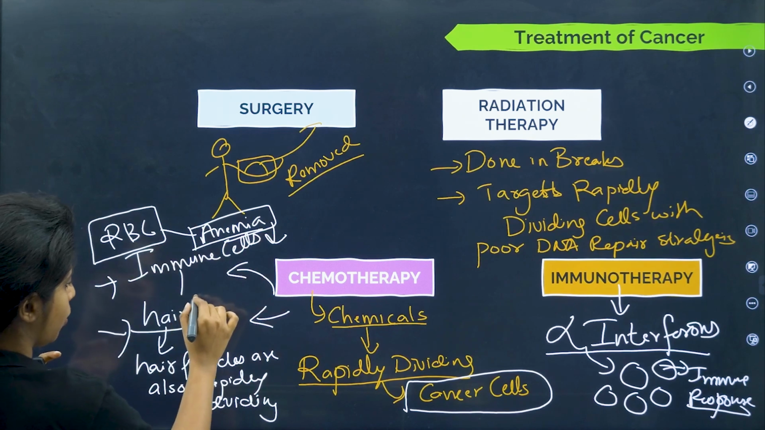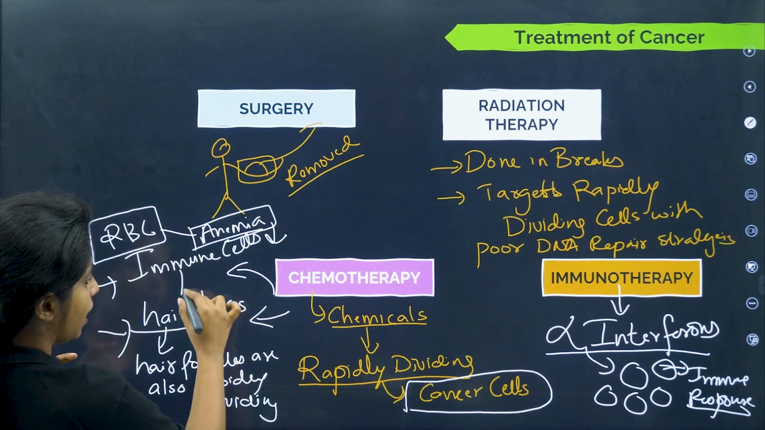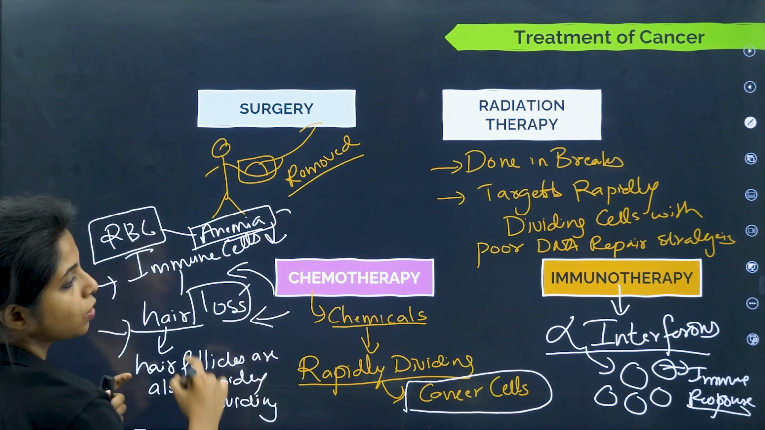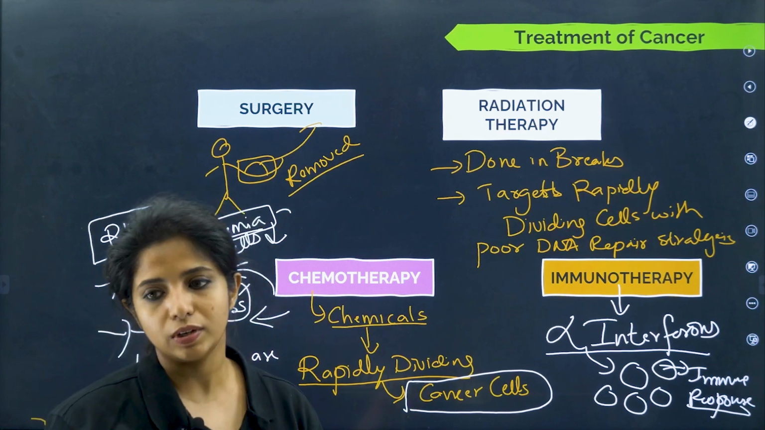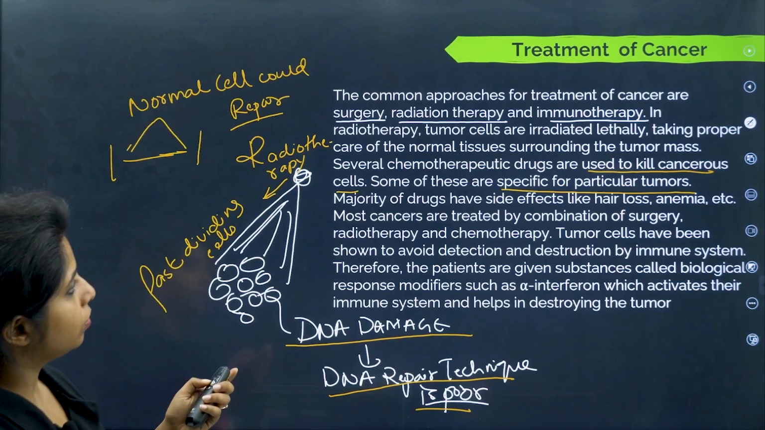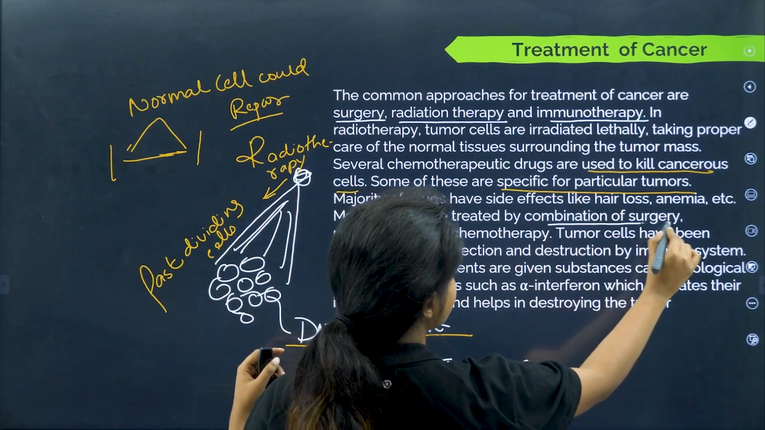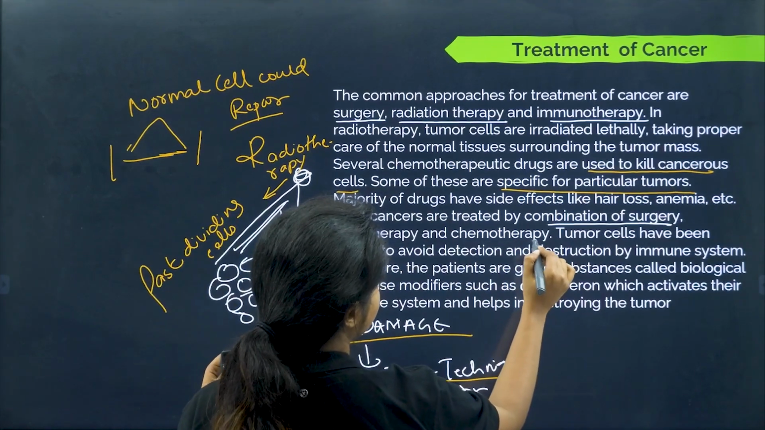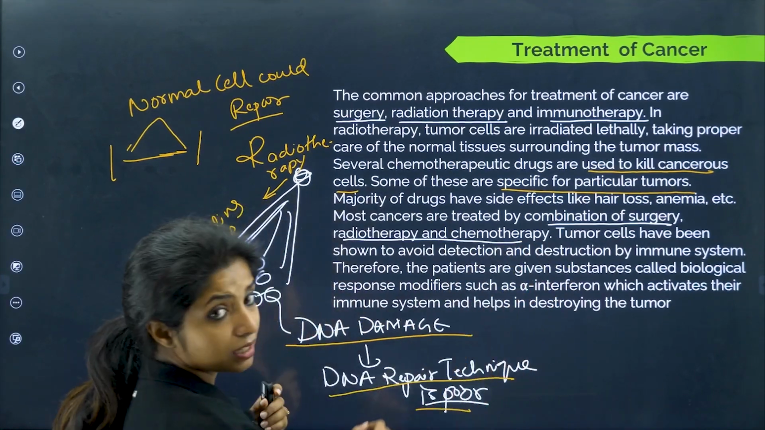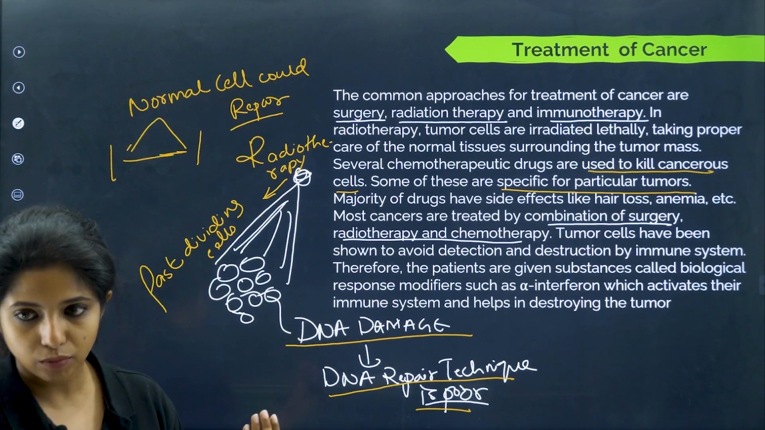So apart from hair loss, basically anemia is also caused because of the same reason. Okay, so yeah, hair loss and anemia. Most cancers are treated by a combination of surgery, radiotherapy and chemotherapy. That is, all three of these things are being utilized for treating cancer mostly.